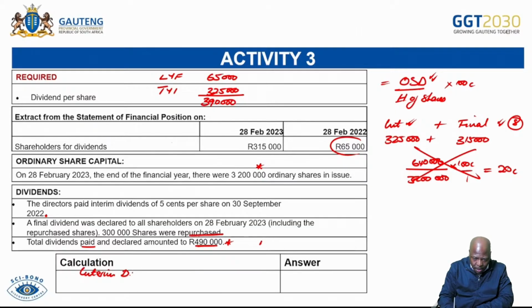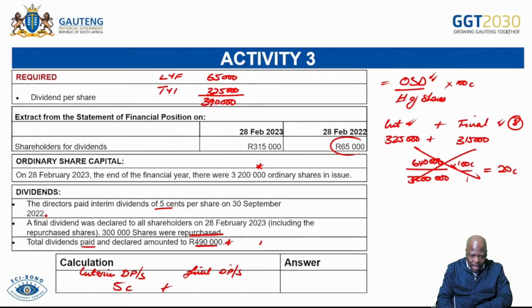How much is our interim dividend per share? Our interim dividend per share is given as 5 cents. It was given there, 5 cents. Then what we now need is the final dividend per share. Okay, so how much is the final now?